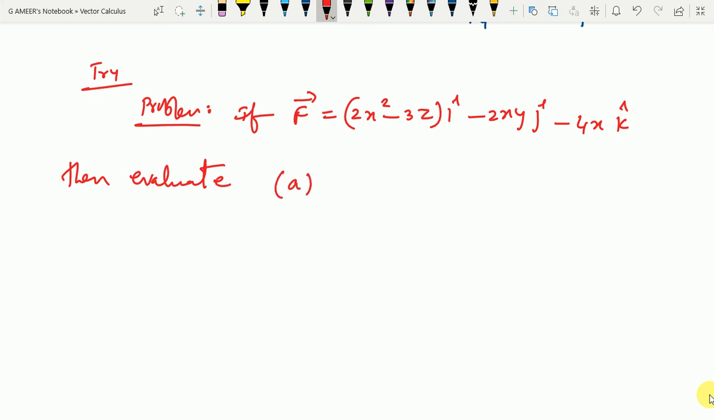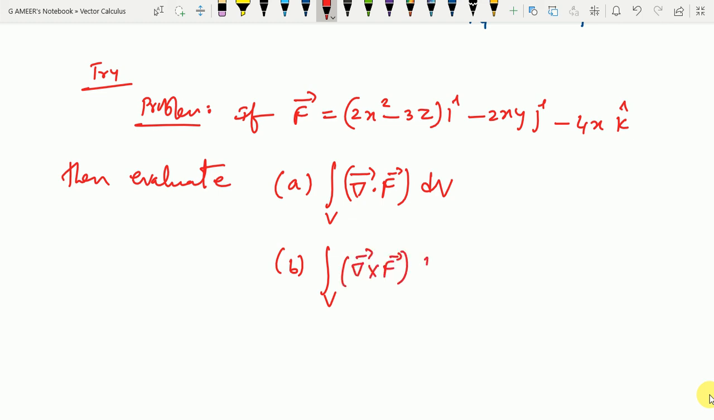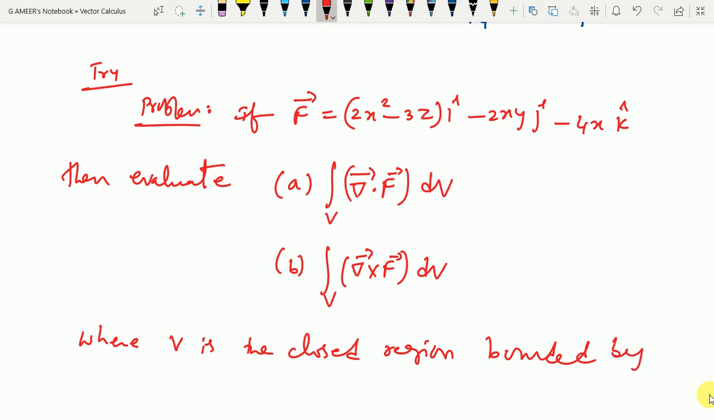evaluate the first integral, the integration of a vector function, that is divergence of f, and the second one will be curl of f, where V is the closed region bounded by x equal to 0 plane, y equal to 0 plane, z equal to 0 plane, and the plane 2x plus 2y plus z is equal to 4. Okay, be careful here.